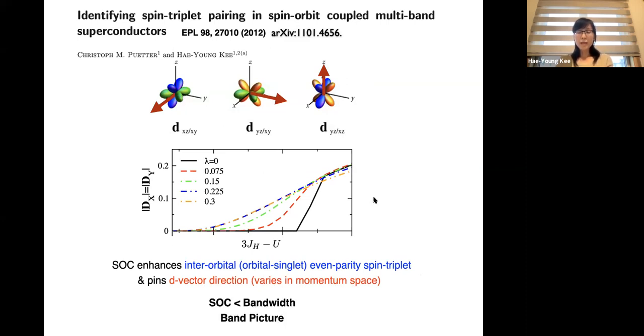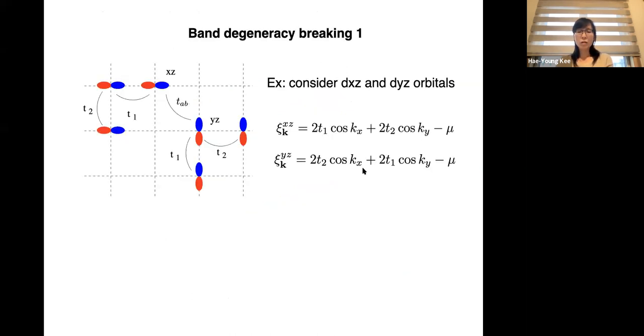Now, as I said, this is a metal, and the spin-orbit coupling here is smaller than the bandwidth. So we had better think about this in the band picture. And that's where the little difficulty comes in. But let's see if I can convince you what this looks like. As I said, the band degeneracy breaking terms will destroy this type of superconductivity.